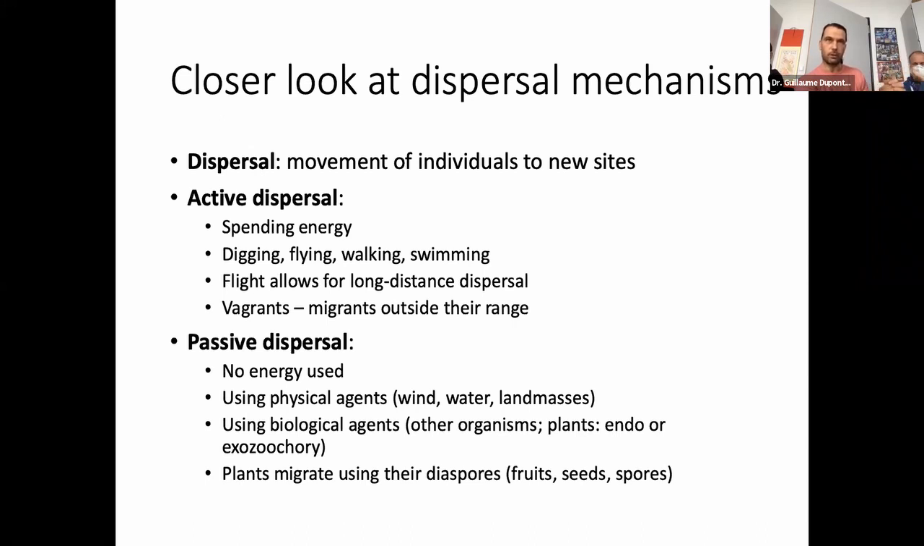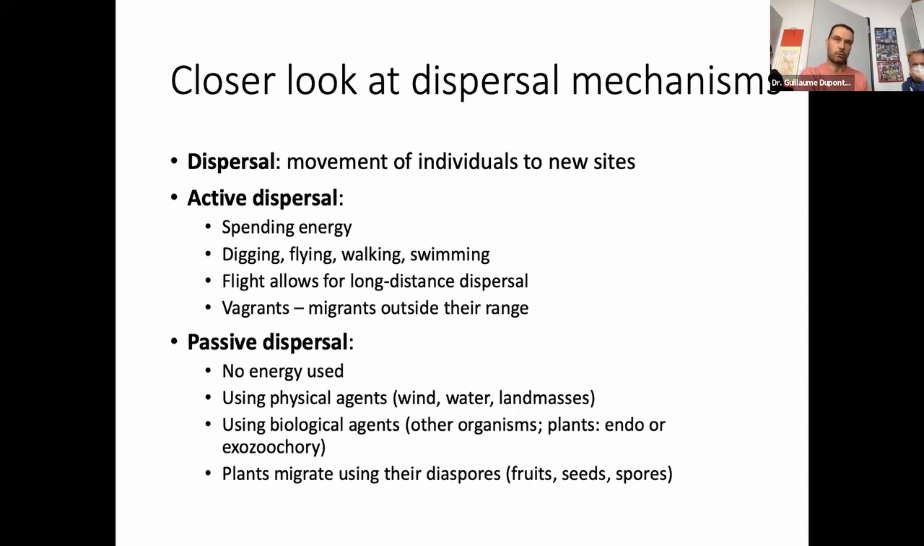Flight, as is mentioned here, allows for long distance dispersal, so you can overcome large areas. We know that certain migrating birds fly across almost the whole world every year. So this is possible. We can also have vagrants. These are, for instance, exotic birds of North America, which sometimes are swept over the North Atlantic by winds. So this is rare events.